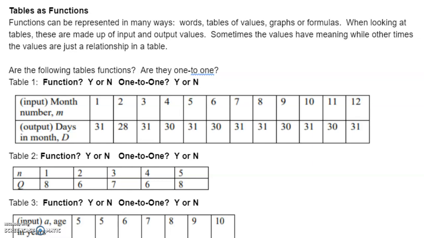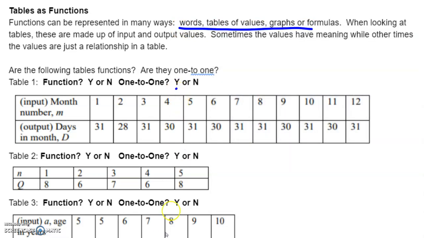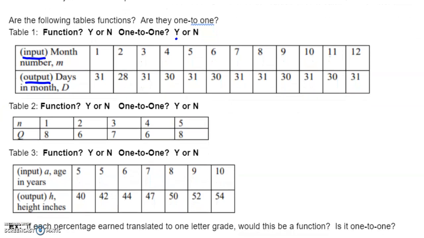So in this table, functions can be expressed in many ways: words, tables of values, and graphs or formulas. Then, when looking at tables, these are made up of input values and output values. So here's my input across the top. There's my output across the bottom. And sometimes the values have meaning, while other times the values are just a relationship in a table. So our question is here, are the following tables functions, and are they one-to-one?